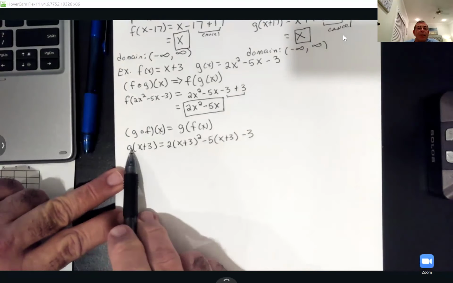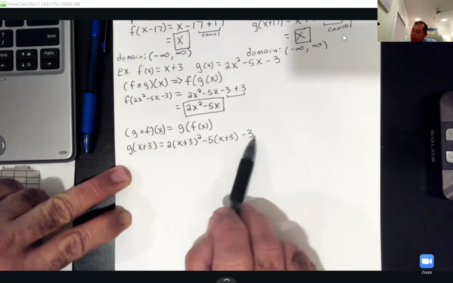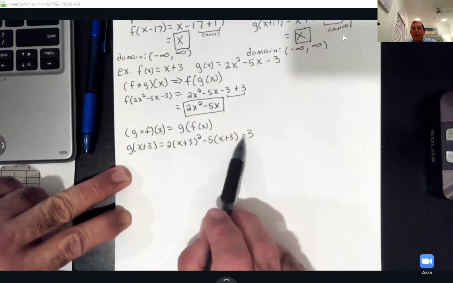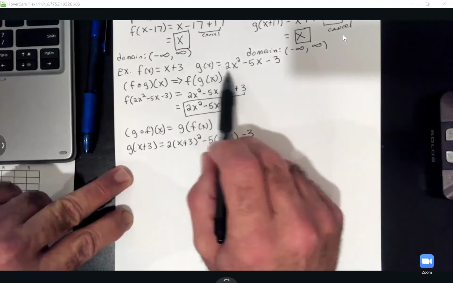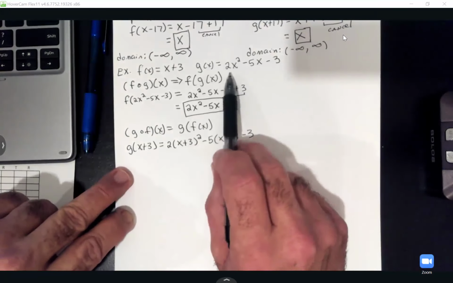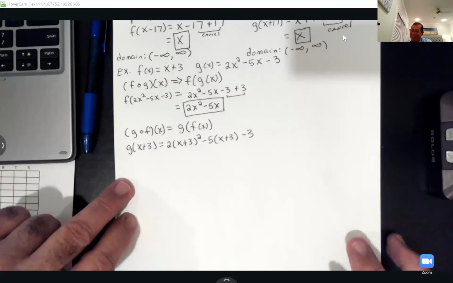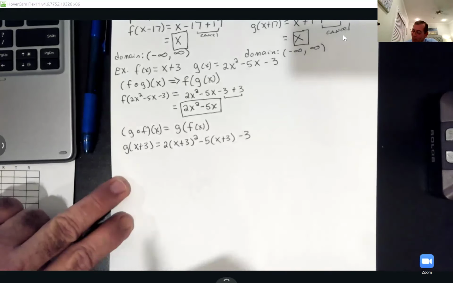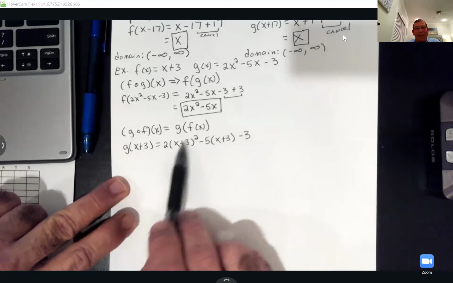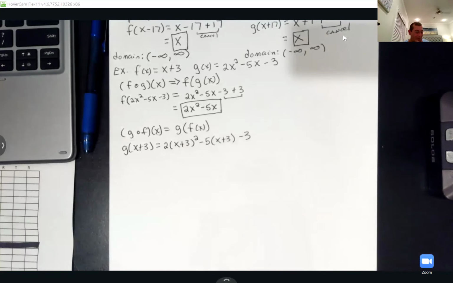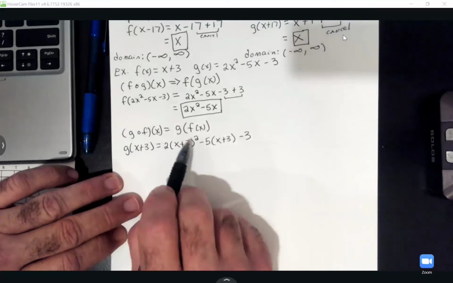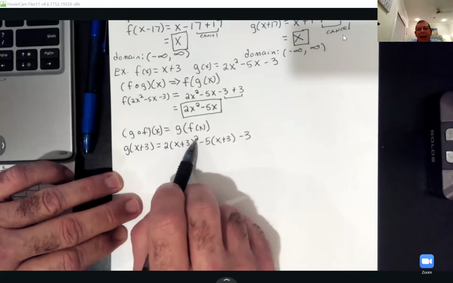So since g's the main function, look how it still looks like it: 2x squared minus 5x minus 3. It still patterns the g function. It's just the x is a little bigger. So y'all, let me ask y'all this. Where in the world would y'all start on this? With the exponent. Yeah.